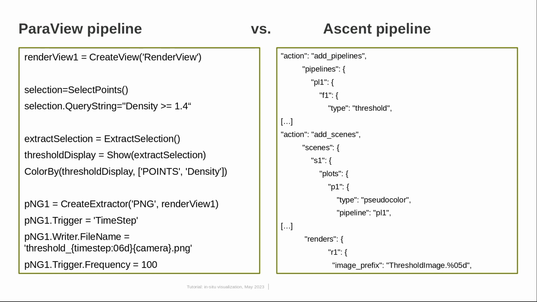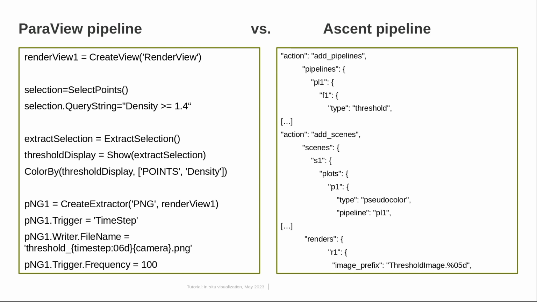Just because I wanted everything to fit on one screen, I didn't put it, but under the threshold, you have the parameter greater than 1.4. Then you add a scene, you plot with pseudo-color the output of the pipeline 1, and under renders, you create an image prefix, threshold image. I hope I use the same file name, yes, threshold.